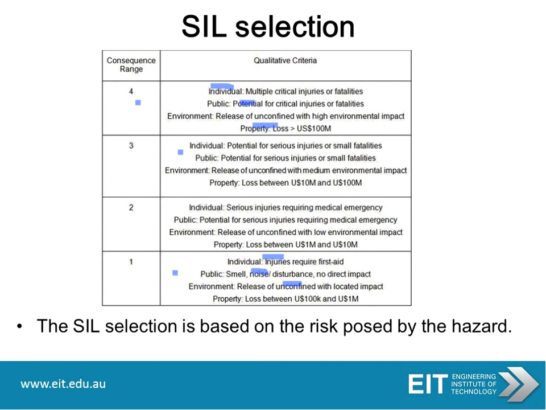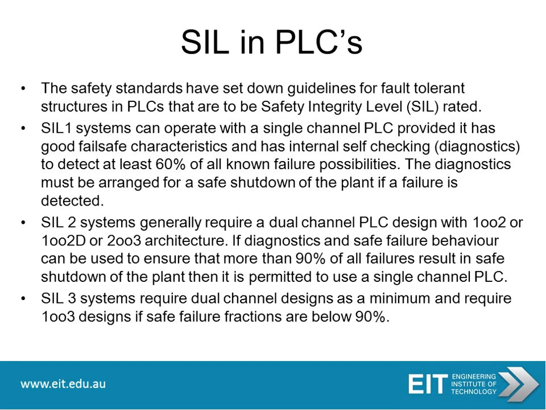And in terms of property, if you look at the loss between US dollars 100K to US 1 million, and here you can see the loss is higher than 100 million, which is a big difference if we're going from level 1 to level 4. So this is the SIL selection, which is based on risk posed by the hazard.